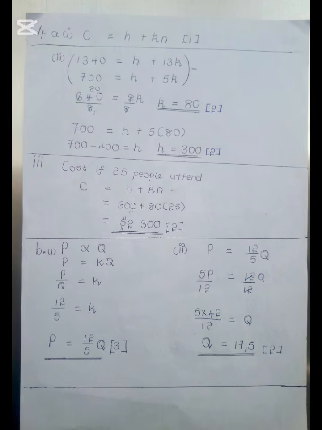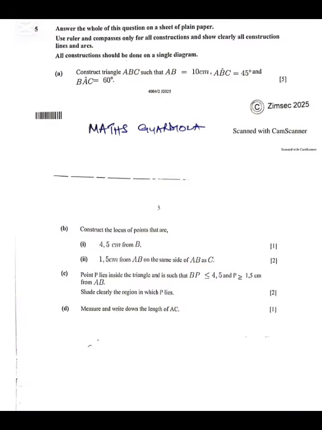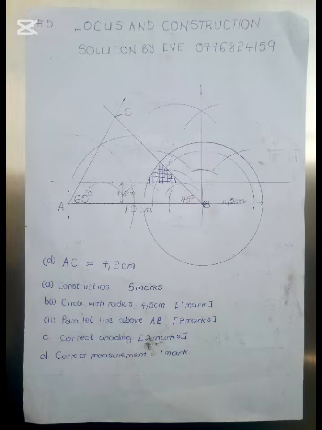Answer the whole of this question on a sheet of plain paper. Use ruler and compasses only for all constructions, and show clearly all the construction lines and arcs. All construction should be done on a single diagram. Number 5A, construct triangle ABC such that AB is 10 centimeters, ABC is 45 degrees, and BAC is equal to 60 degrees. So here, first of all, we need to open our compass to be 10 centimeters wide.